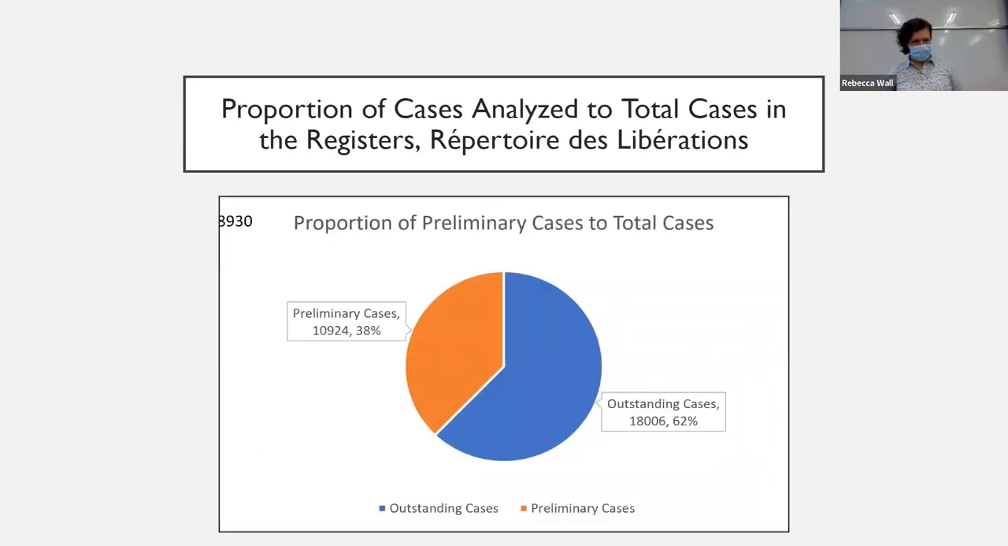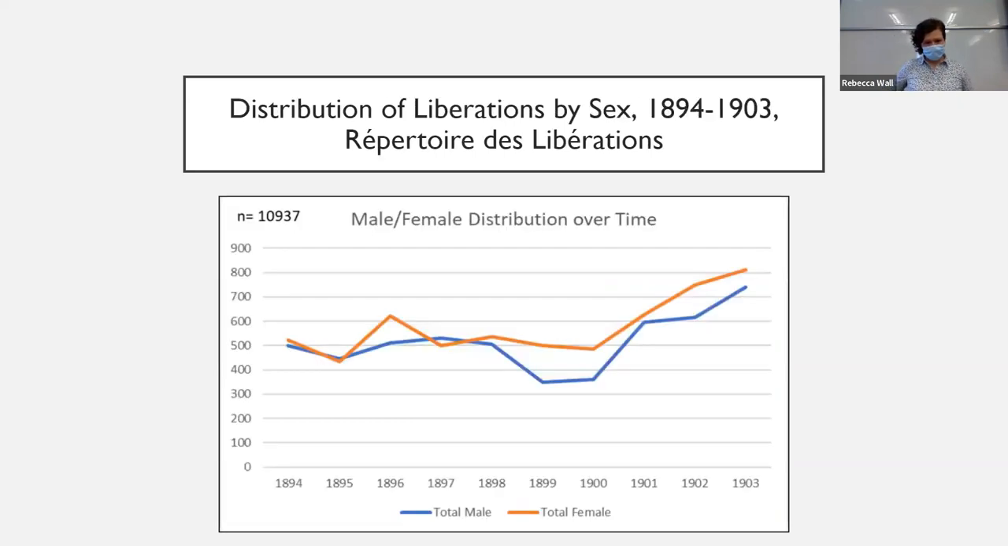And just to contextualize the visualizations to follow, we have about 38% of the total individuals in our analysis so far, just going by the percentage between 1894 and 1903. So yes, again, just going to go quickly to show the types of very basic analysis that we've done so far for this period. So we've looked at things like gender distribution over time.